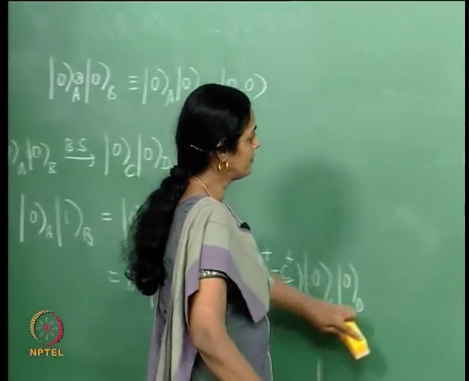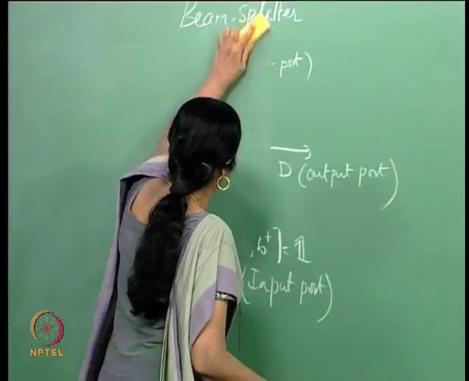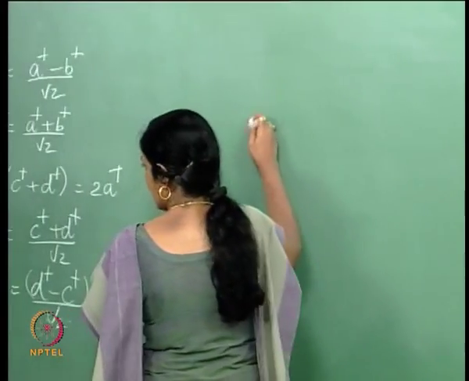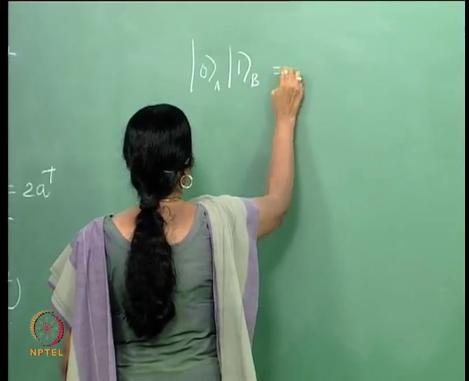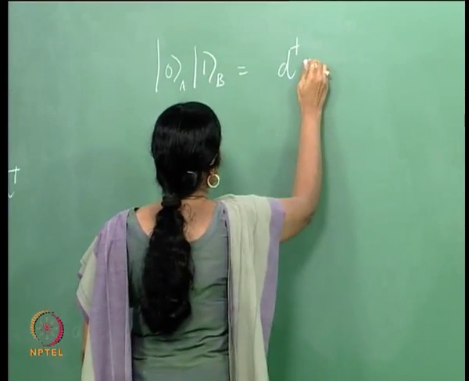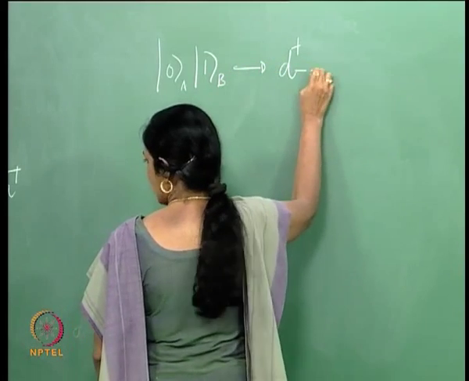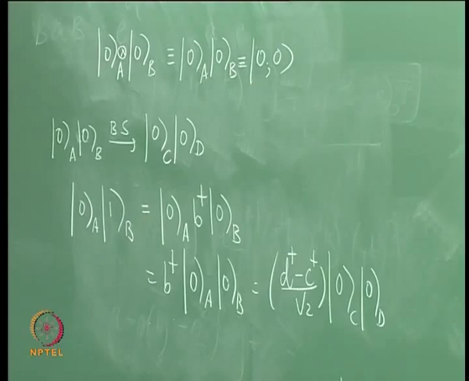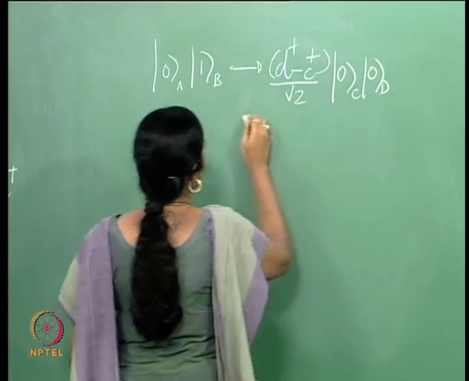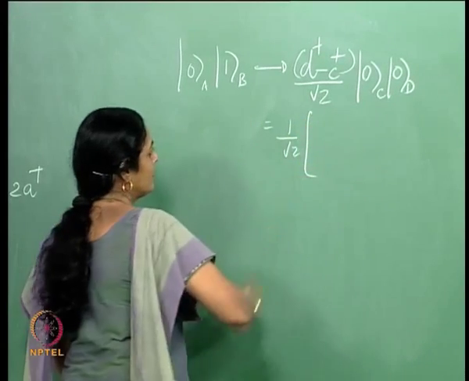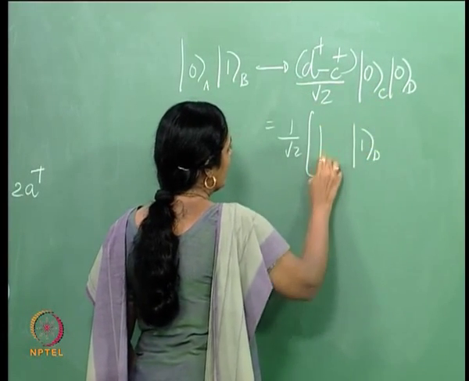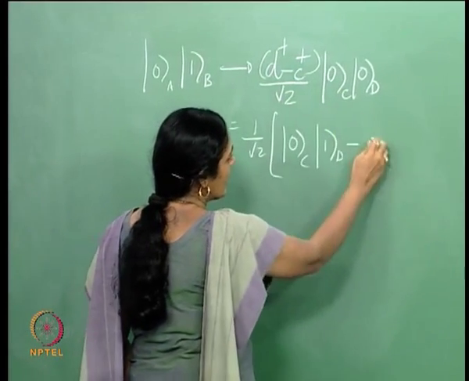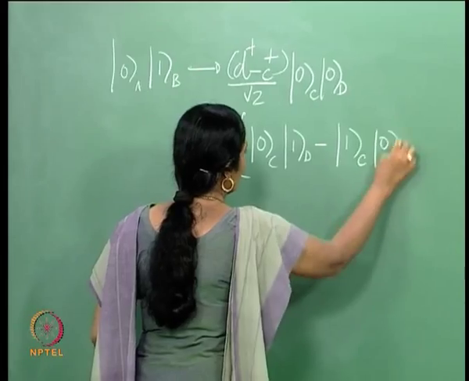But I know what this does. I merely have 0 A, 1 B, the same as B dagger, that was my input state. This goes to D dagger minus C dagger by root 2, 0 C, 0 D, but that is 1 by root 2. The first term is D dagger acting on 0 D, giving me 1 D, leaving 0 C alone. Then the second term is C dagger acting on 0 C, leaving 0 D alone, and this is what I get.